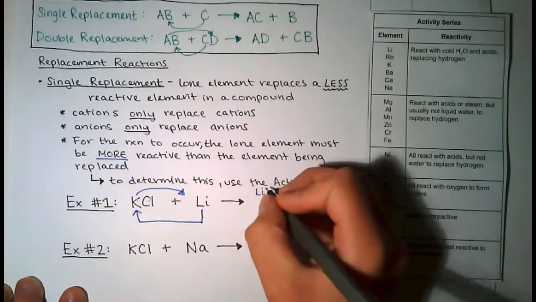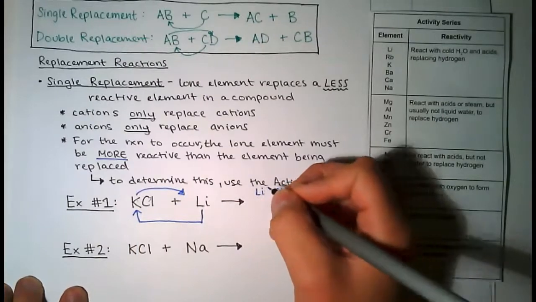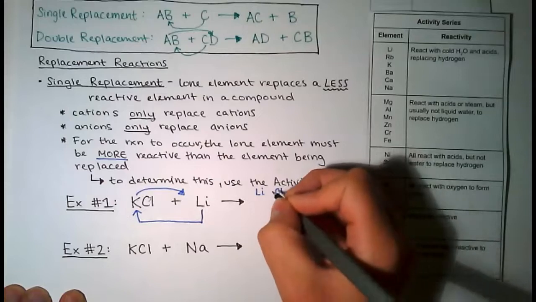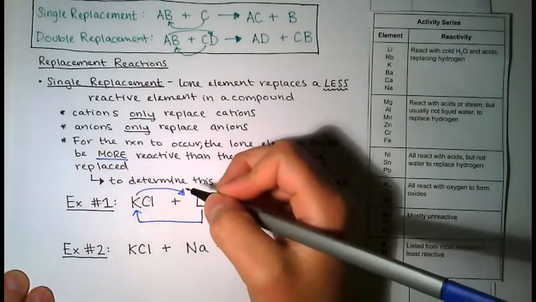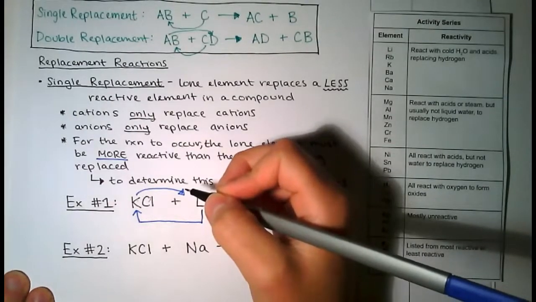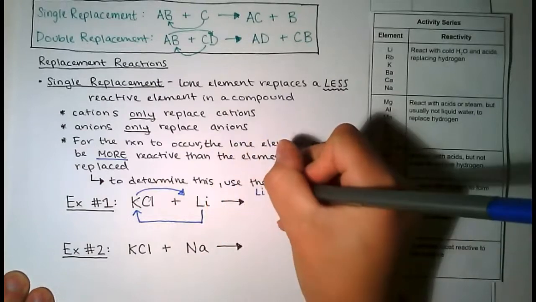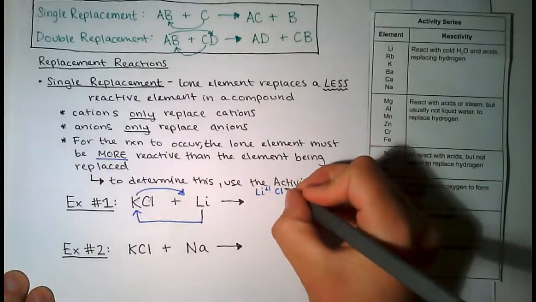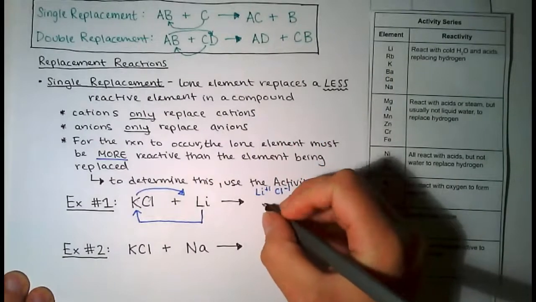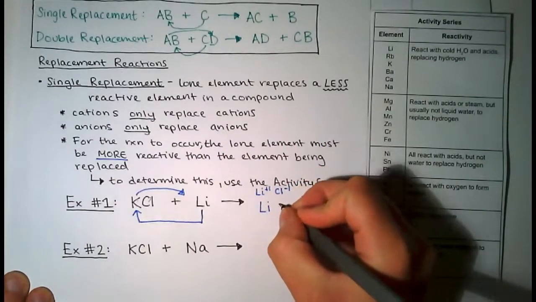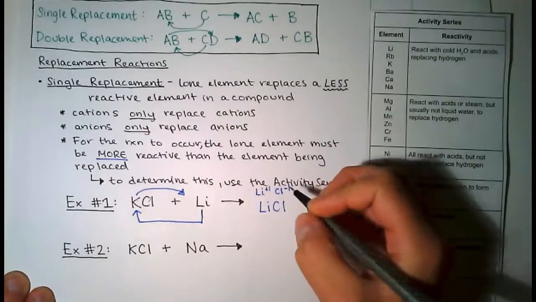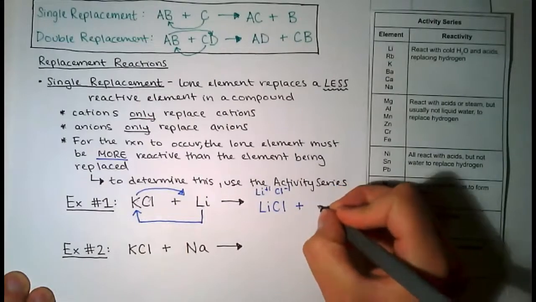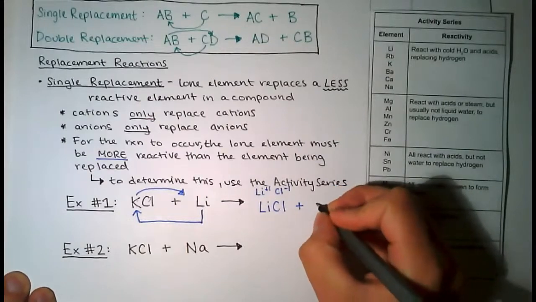So lithium and chlorine, if I look at my periodic table, I can determine the charge of both of these things. Lithium is in group 1 of the periodic table, so it has a +1 charge, and chlorine is in group 17, giving it a -1 charge. So when I crisscross, I get LiCl. And then poor potassium has gotten kicked out by himself, so he is just going to be an element, potassium.